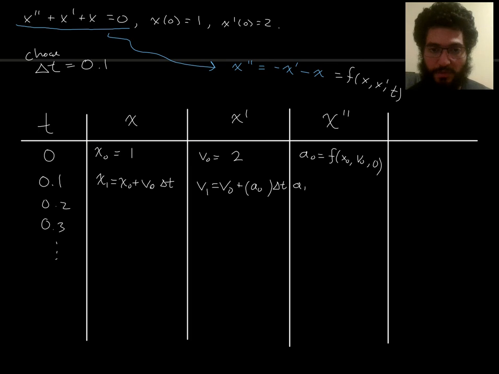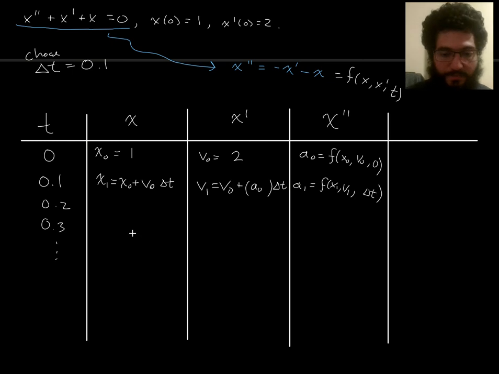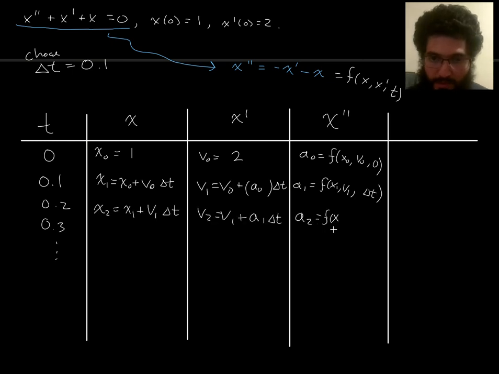Then what's a1 going to be? That can be determined using these two bits of information. It'll be f of x1, v1, and the time here, which is 0.1, it's delta t, that's why it's 0.1. So like that. And here I filled out another one. And here's 2 delta t, and so on.